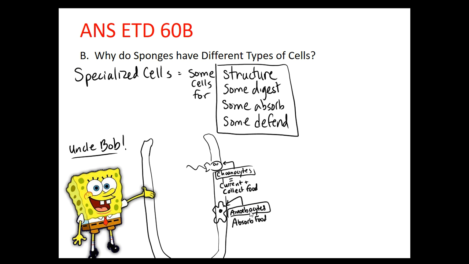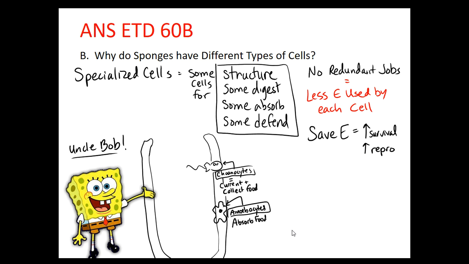Now, the cool thing is, if one cell gets really good in its structure at doing a certain job, then that means other cells don't have to do it because they can cooperate together. That means there's no redundant jobs. You're good at creating current. You don't have to be good at, say, secreting or excreting nitrogenous waste. By having no redundant jobs and having each cell specialized, that means that less energy is used by each cell. And if you save energy, that means you can increase your survival and increase your reproduction because you can spend more energy on, say, making gametes or something like that.